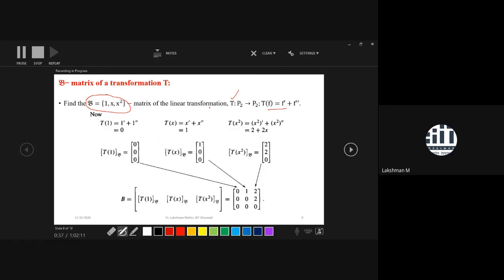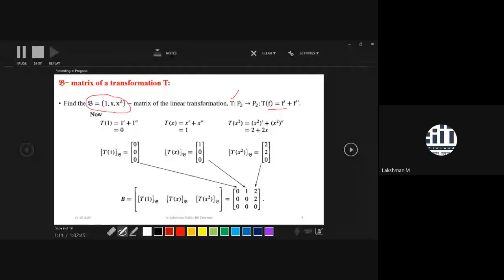So what we will do? In order to avoid the layman approach for every general element, we won't do that. Just we will find the coordinate of the image of the basis element. So what is the image of 1? That means derivative of 1 plus second derivative of 1. The first derivative of 1, it is a constant, so it would be 0. The second derivative would also be 0. So image of 1 is 0.